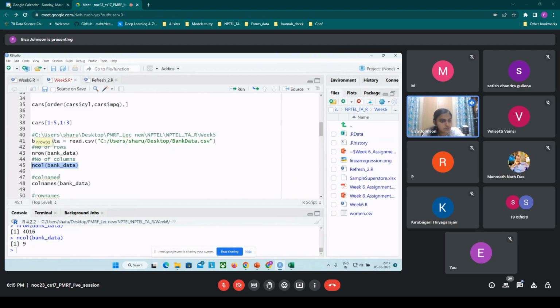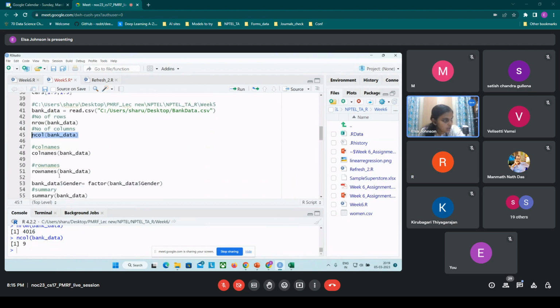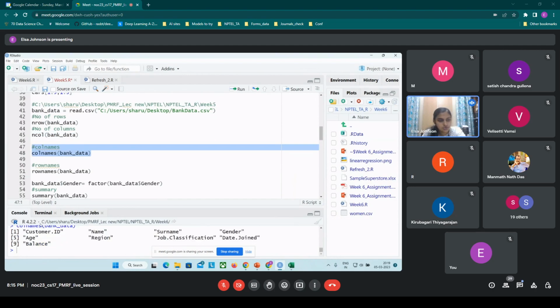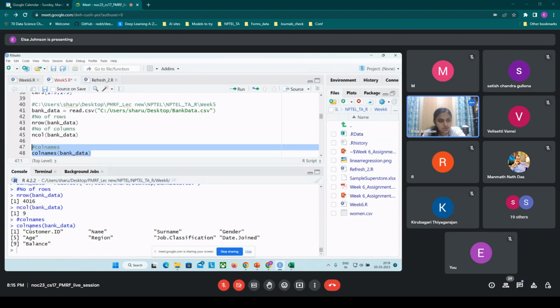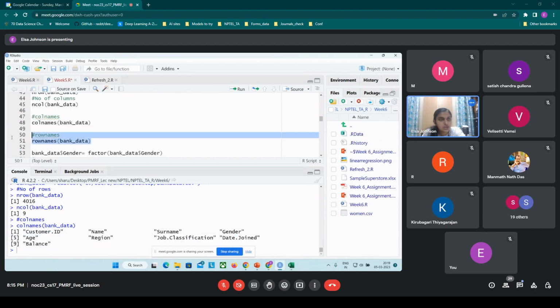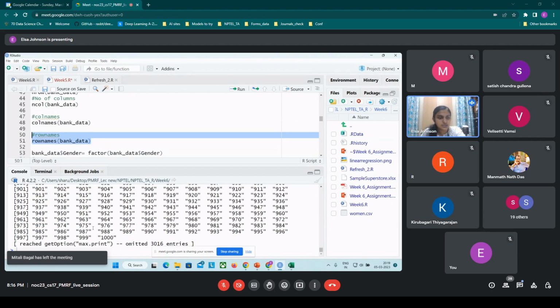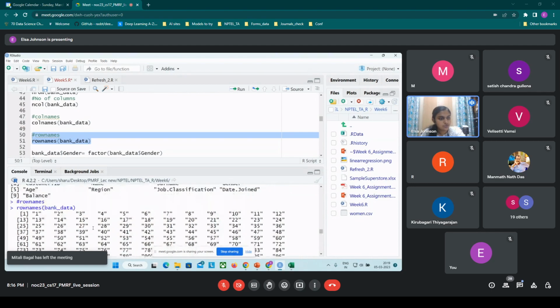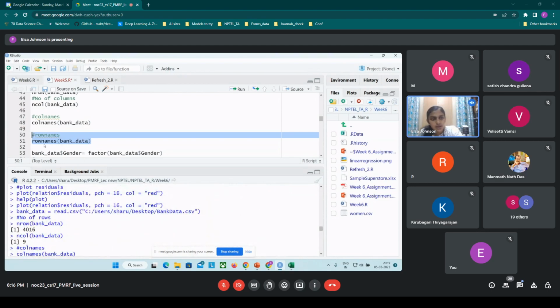Okay, so these are all things we have already discussed, just giving an idea again. Then, if you want to find the column names, if you do that, you will get the column names. These are the column names we had already seen: customer ID, name. If you call colnames, you can get that. Row names you don't have to do, but if there is some row name, you can print it like this. This many row names are there, but it's not having any particular name, so it's not needed anyway.